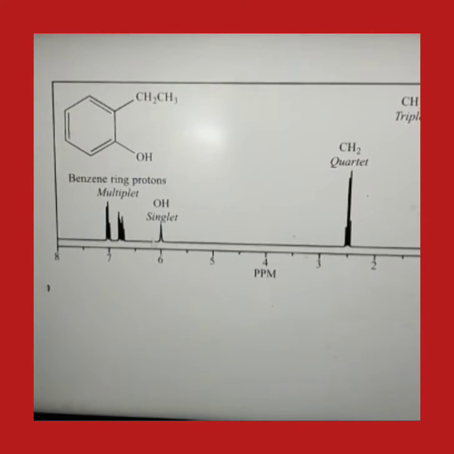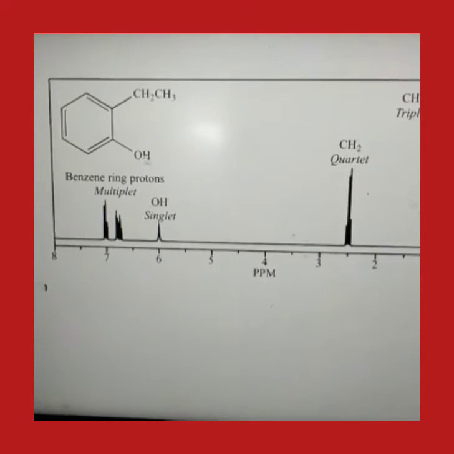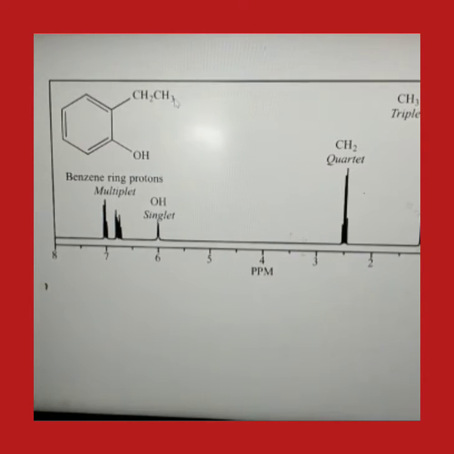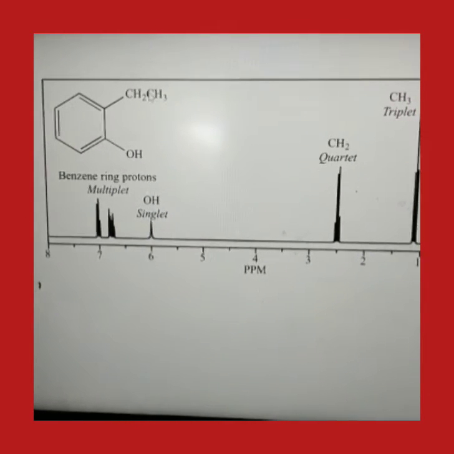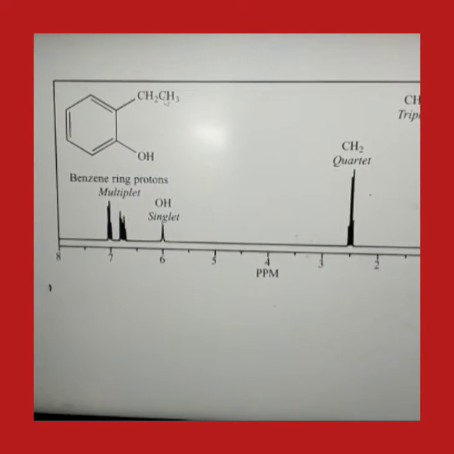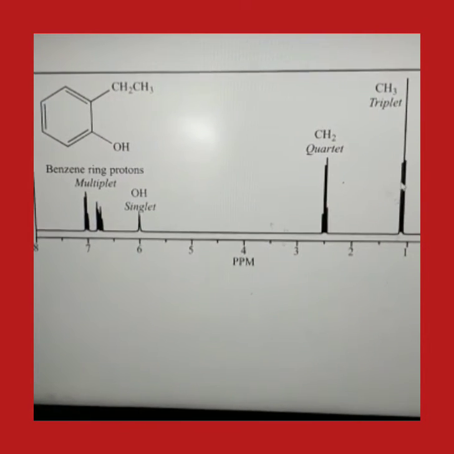For OH, only one splitting, a singlet, will be present because only one hydrogen is present. For this hydrogen, the splitting pattern will be a quartet because three neighboring hydrogens are present; by applying the n+1 rule, it appears as a quartet. For this proton, it appears as a triplet, so one triplet and one quartet will be present here. This one is the quartet and this one is the triplet.